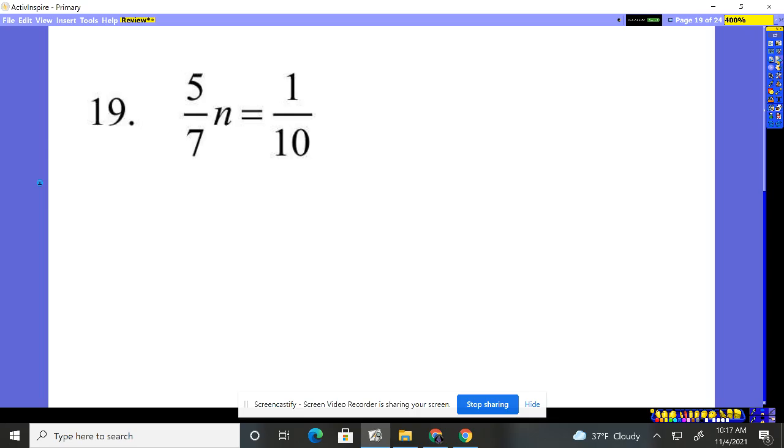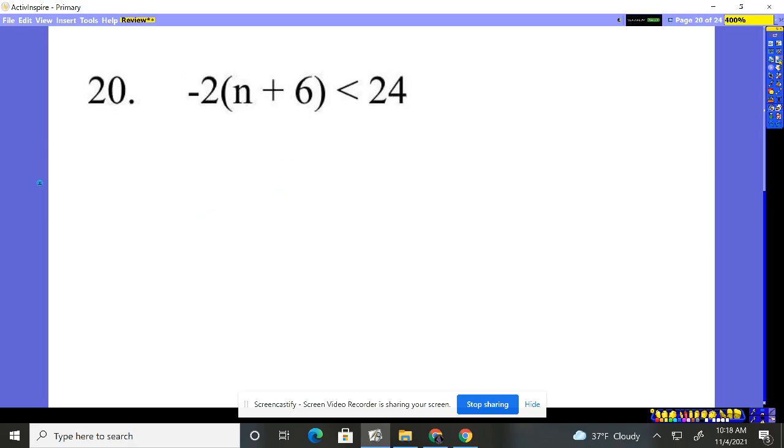Number 19, we want to get rid of the 5/7. How do we get rid of a fraction in front of our variable? Multiply by the reciprocal. Everybody goes away here, and you're left with n equals, two fractions multiplied, just multiply across top. 1 times 7 is 7. 10 times 5, 50. The answer is just 7/50. That fraction doesn't simplify, so we just leave it, 7/50.